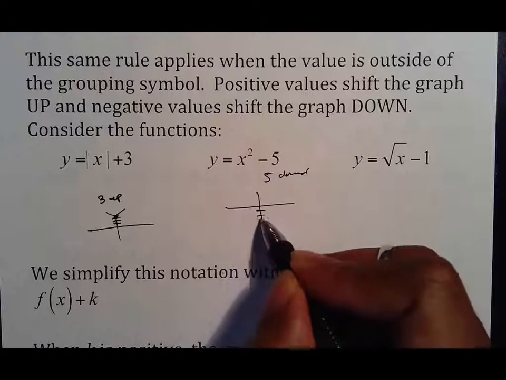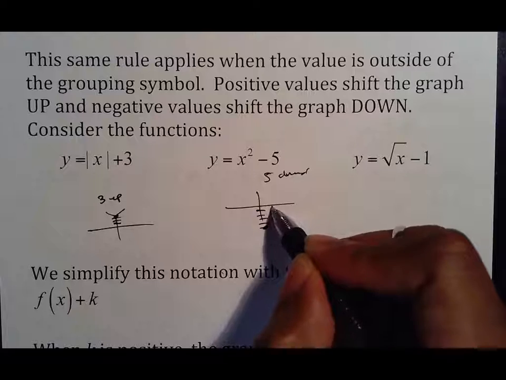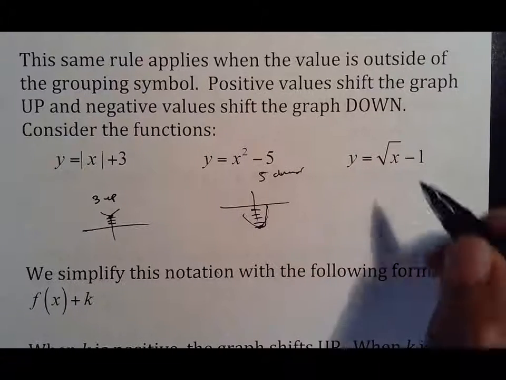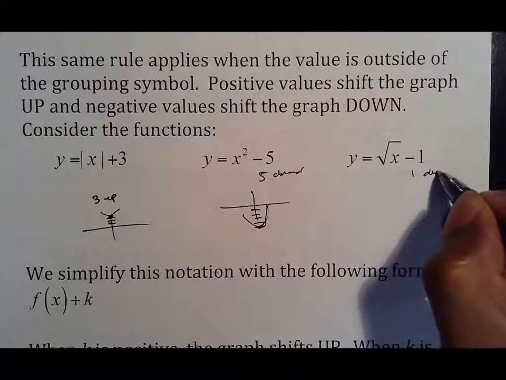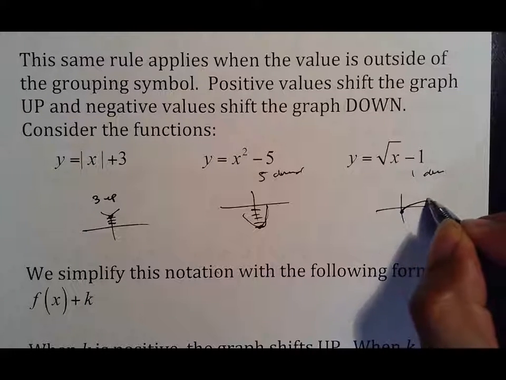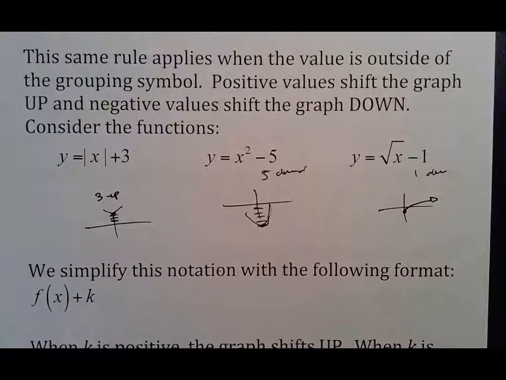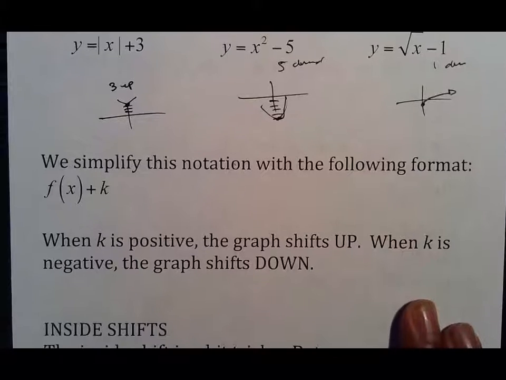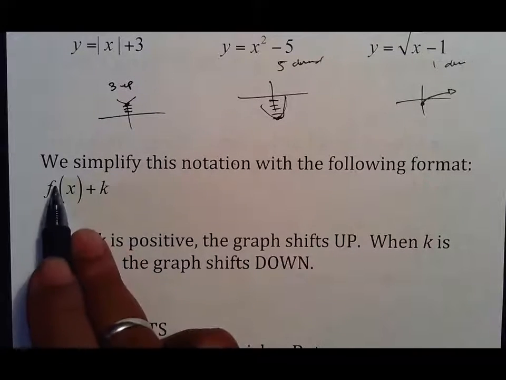So I go 1, 2, 3, 4, 5, boom, and again I would have a U because that's the general shape. That's why you've got to memorize the shape. This would be the same graph, move 1 down. So I would go 1 down, and then I would have my sideways U going that way. So this is what we're looking at with that, and you simplify that notation if you see it on the homework with f of x plus k.